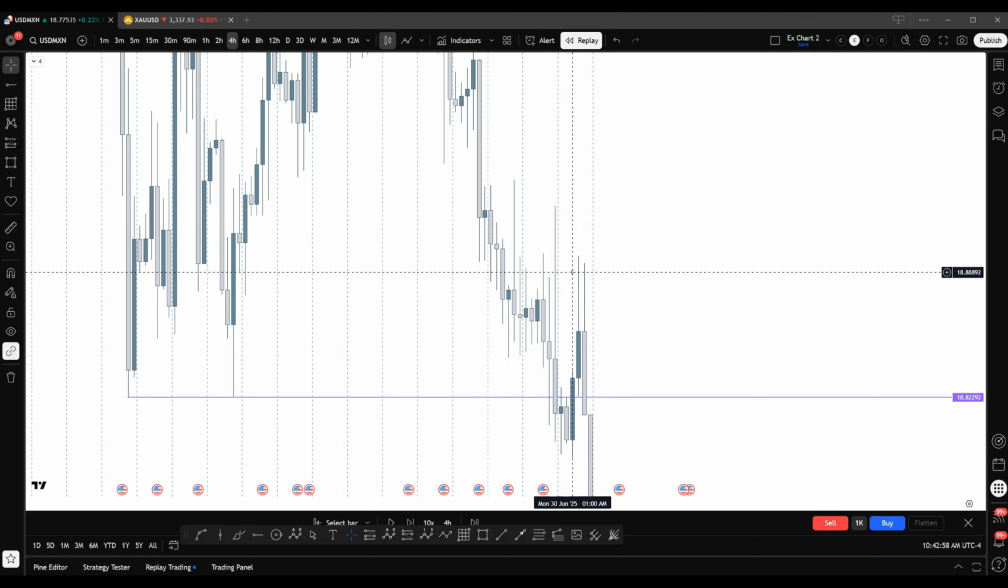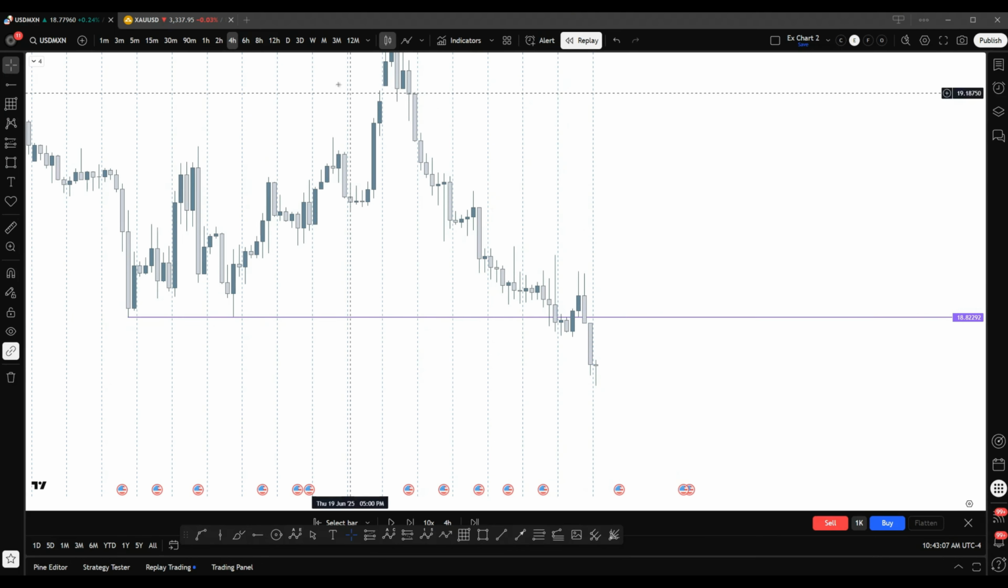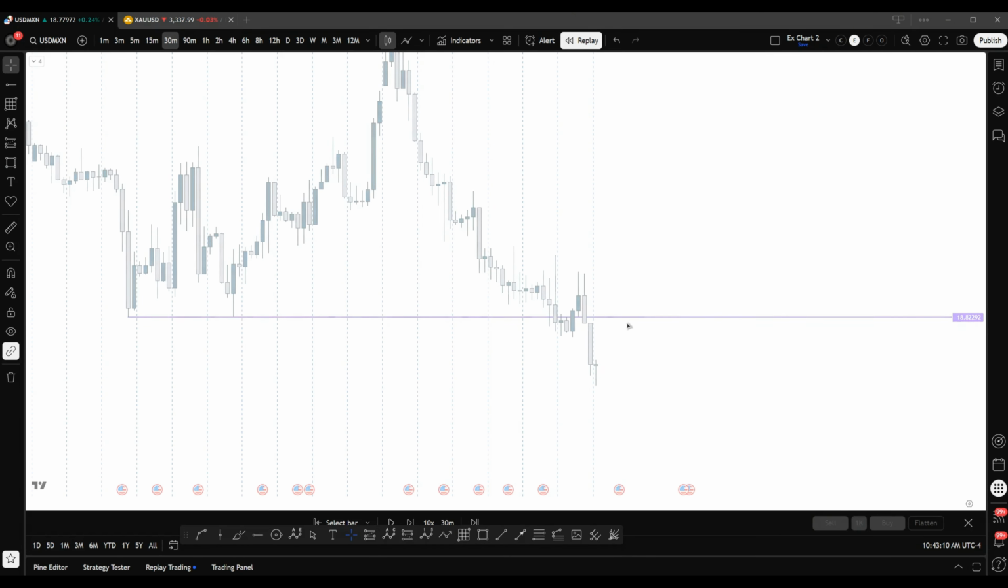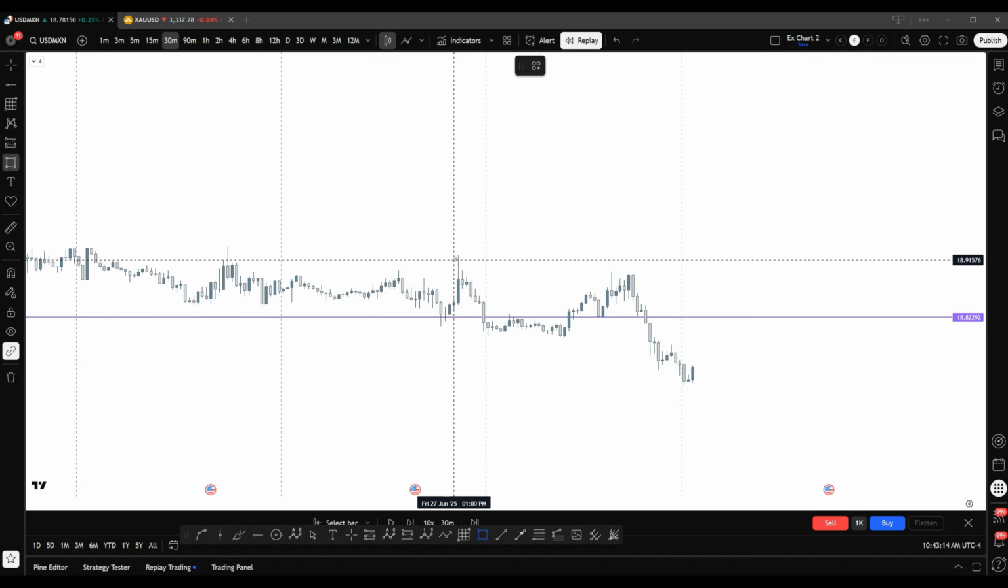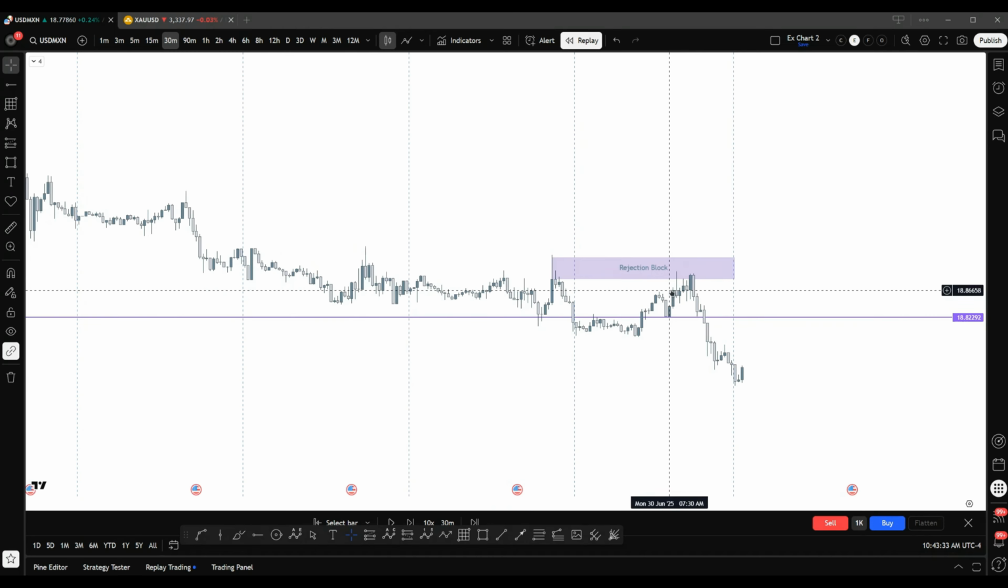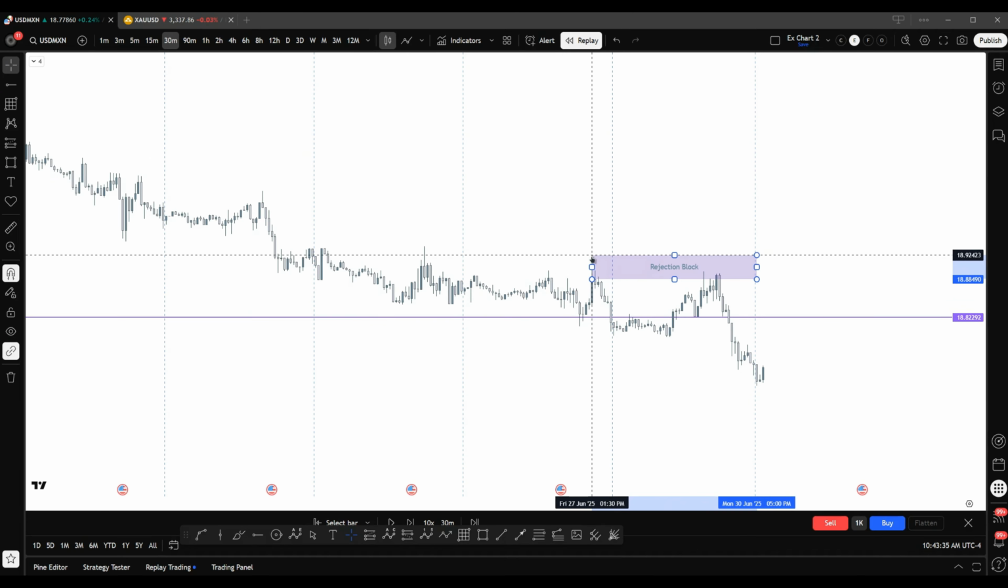So we came up, afterwards rejected off of an area from price here, right? So here, there was something that caused it to keep going down. So if I were to go, for instance, to the 30 minute, you can see it reacted off of this rejection block. Okay, there we go. So it reacted off of that rejection block.